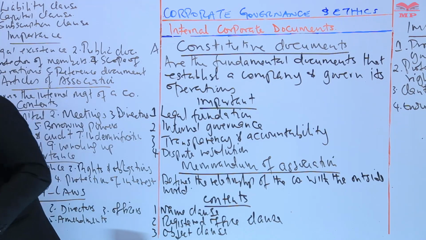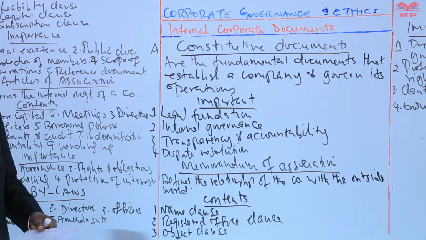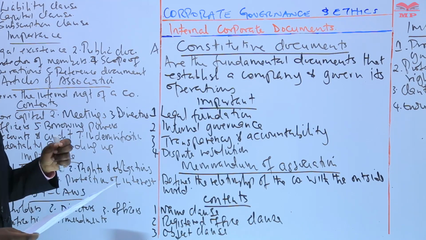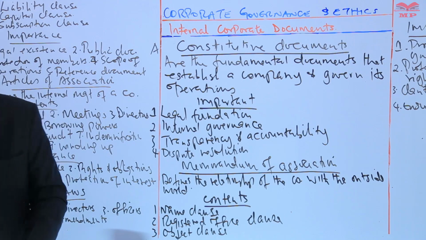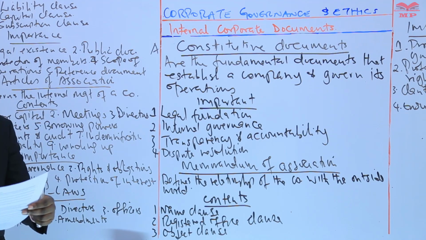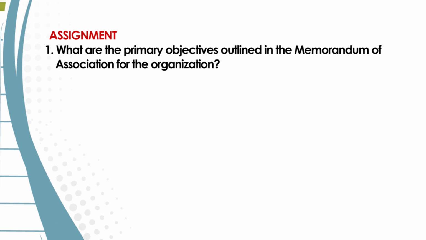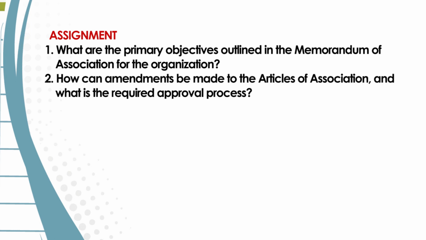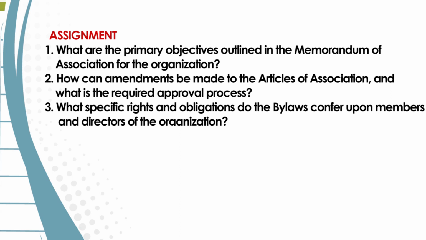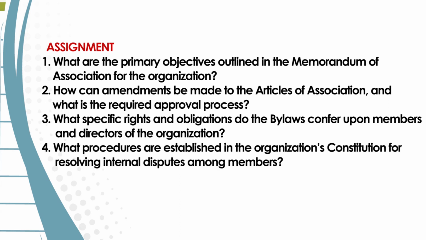In our next lesson, we are going to study the second internal corporate document, which is the shareholder agreements. For now, I leave you with today's assignment. 1, what are the primary objectives outlined in the memorandum of association for organizations? 2, how can amendments be made to the articles of association, and what is the required approval process? 3, what specific rights and obligations do bylaws confer upon members and directors of an organization? 4, what procedures are established in an organization's constitution for resolving internal disputes among members?